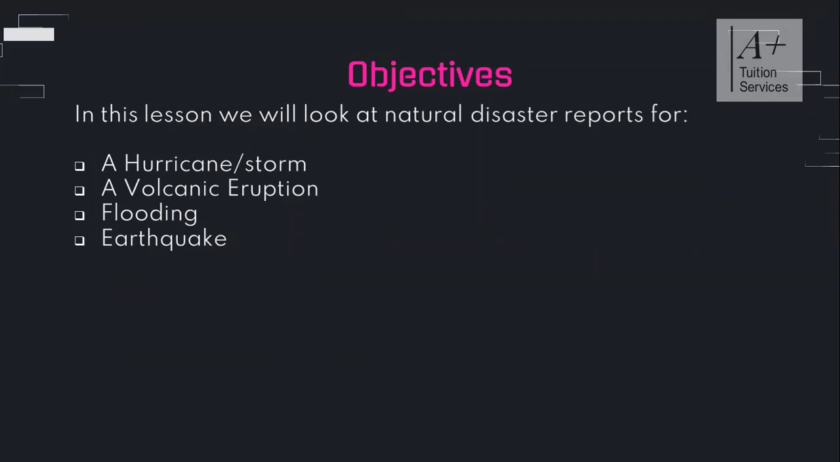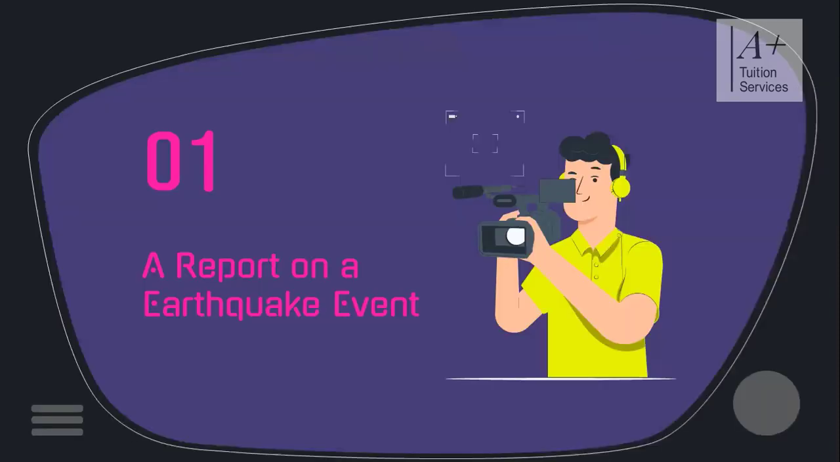We're going to look at writing natural disaster reports for a hurricane or a storm, a volcanic eruption, flooding, or an earthquake, okay? So 4 events we're going to write about: hurricane, volcanoes, flooding, and earthquake. And these are natural disasters that we can find around the Caribbean.